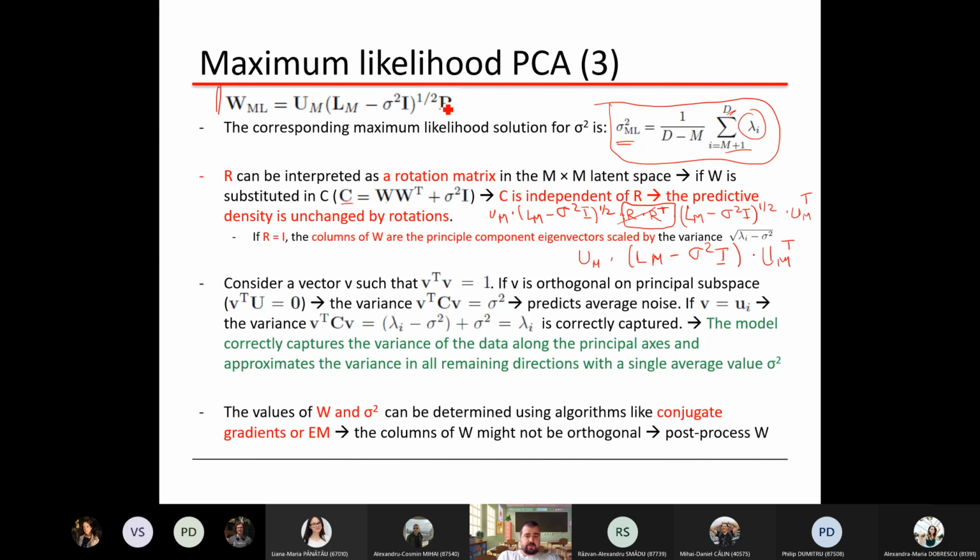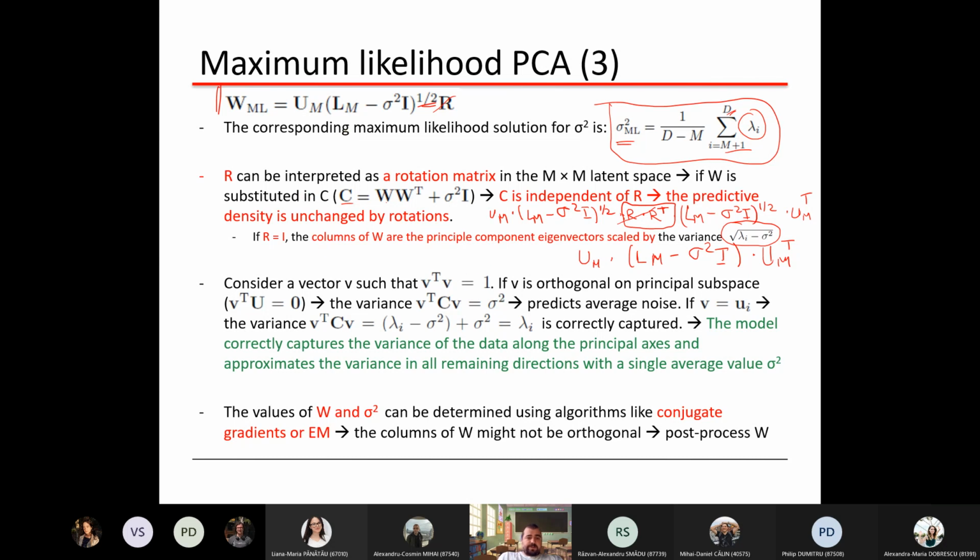in here, okay, so if this disappears because it can be identity matrix, it means that the columns of W are the principal component eigenvectors, UIs, scaled by the square root of lambda i minus sigma square. Okay, because in here I will have the square root of lambda i's minus sigma square, and UIs will be the corresponding eigenvectors for lambda i's.